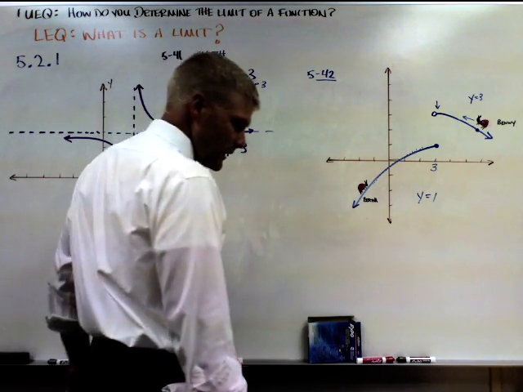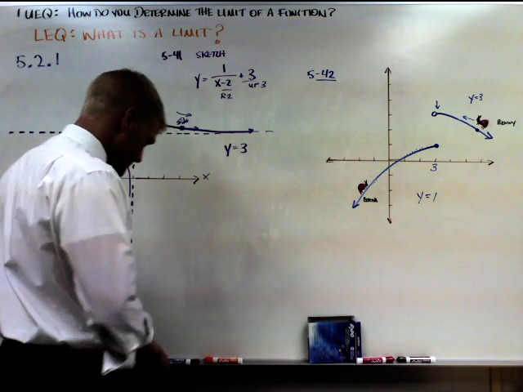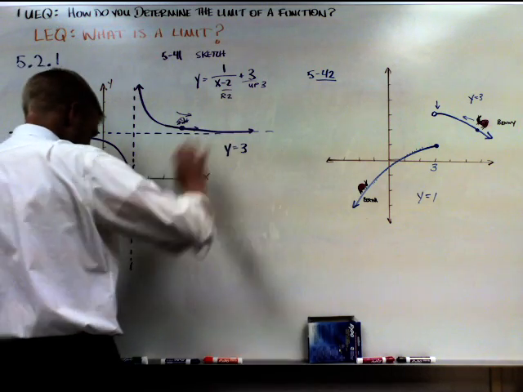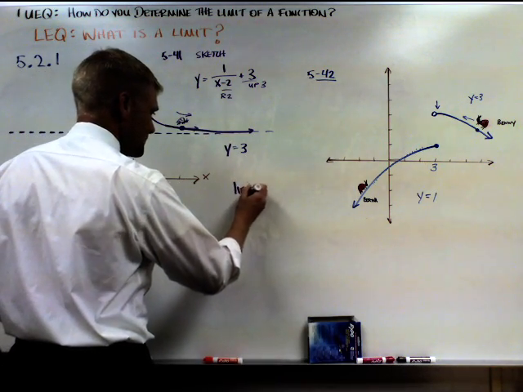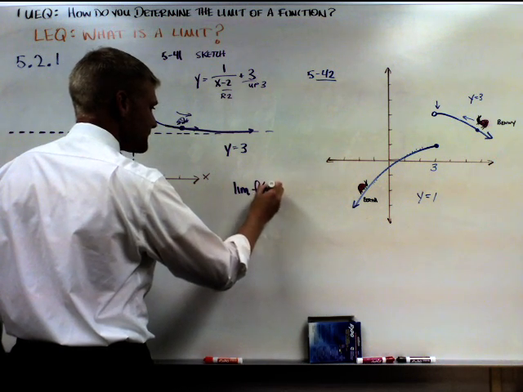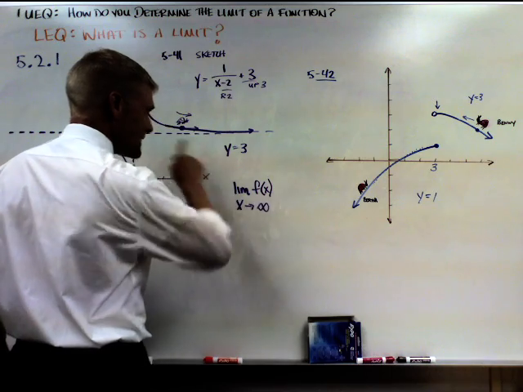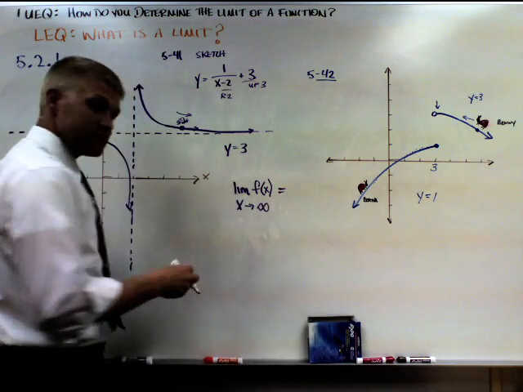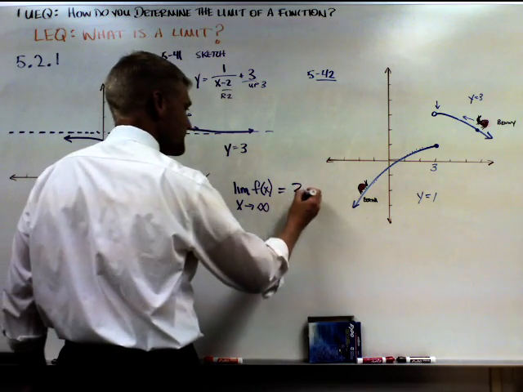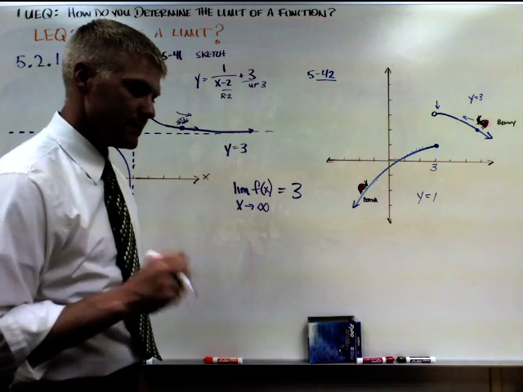Now, if I wanted to write the limit statement for that, what that would look like in this problem is the limit of f of x as x approaches infinity. So as x goes to forever, what does it equal? It equals 3. Remember, the equals is always a y value.